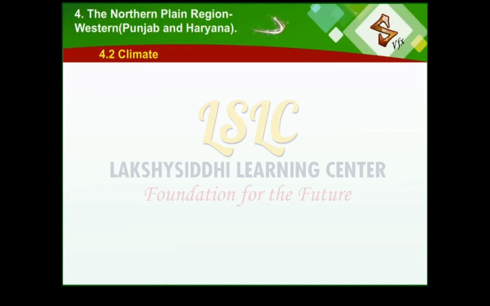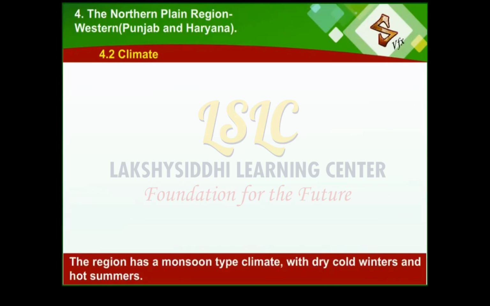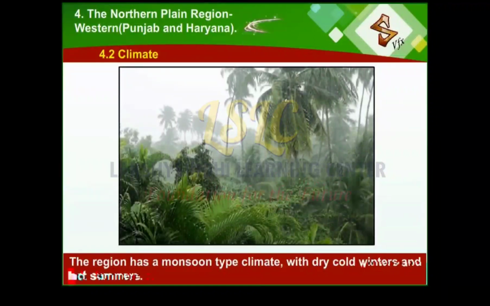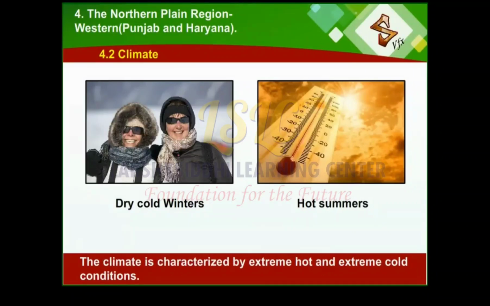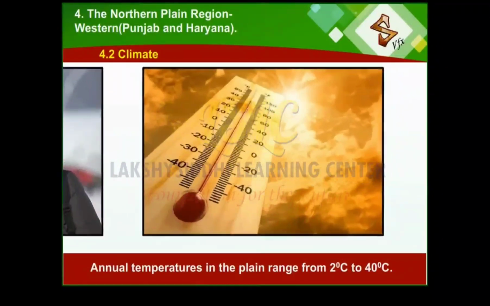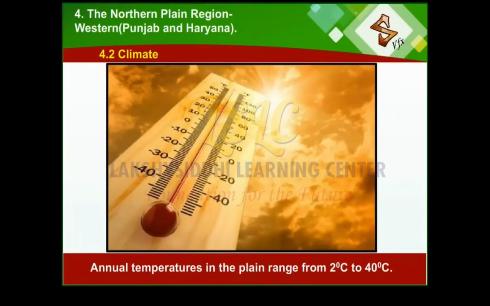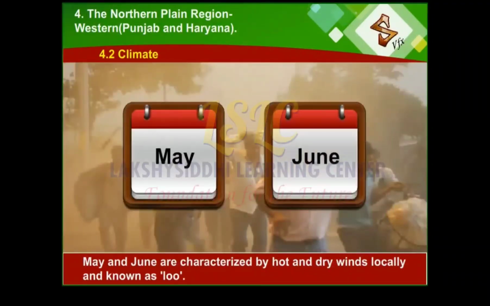4.2 Climate. The region has a monsoon-type climate with dry cold winters and hot summers. The climate is characterized by extreme hot and extreme cold conditions. Annual temperatures in the plain range from 2 degrees Celsius to 40 degrees Celsius. May and June.